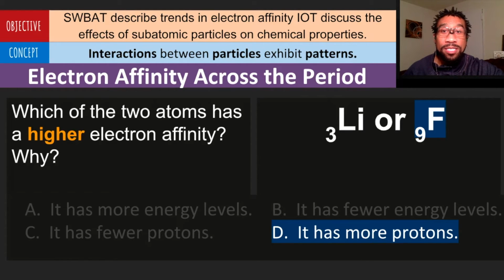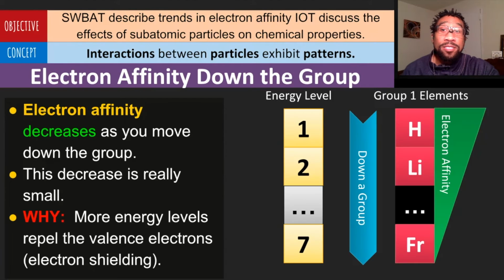Okay, so let's continue to move on to the next periodic trend. All right, so now moving on to electron affinity down the group. The electron affinity decreases as you move down the group, and this decrease is actually very, very small. Okay, so why does this happen?